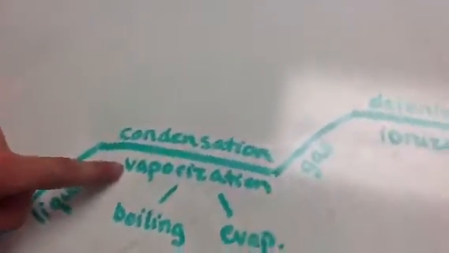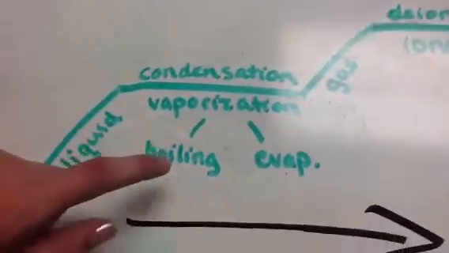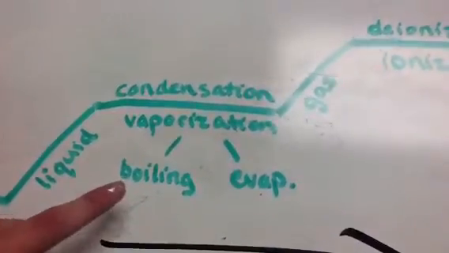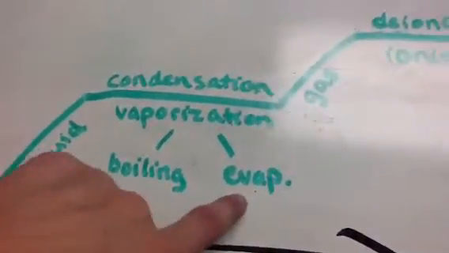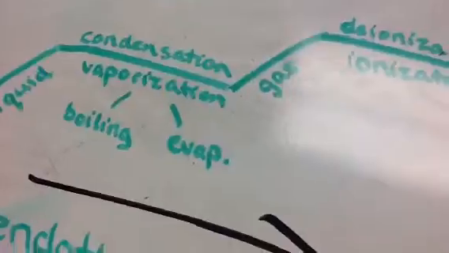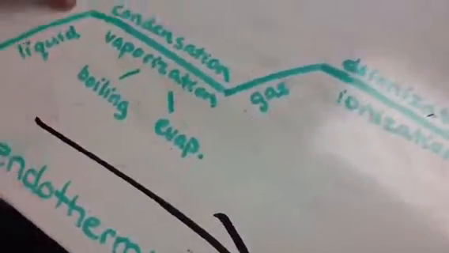until it hits vaporization, which can be achieved through either boiling, which happens below the surface, or evaporation, which happens on the surface. And once again, the temperature will not change. And then when it hits gas, the temperature will gradually increase until ionization.